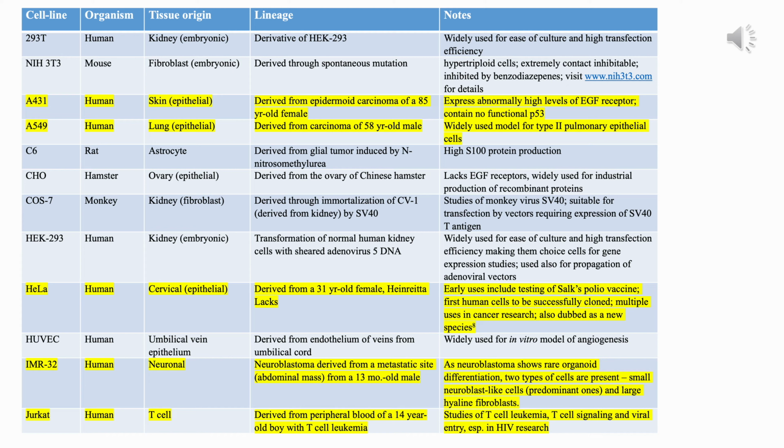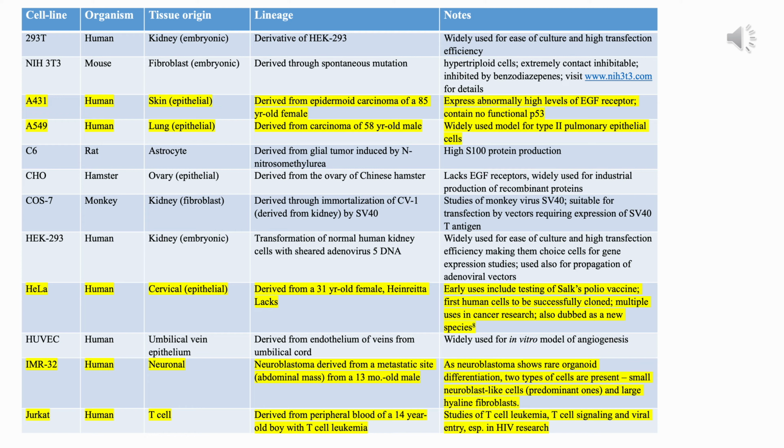HeLa cells we just discussed, and HeLa cells had actually been used for testing the polio vaccine. These are the first human cells to have been successfully cloned and sequenced. They have been used in various cancer research, to the extent that some people have called HeLa an altogether different species, because they have propagated for so many generations.